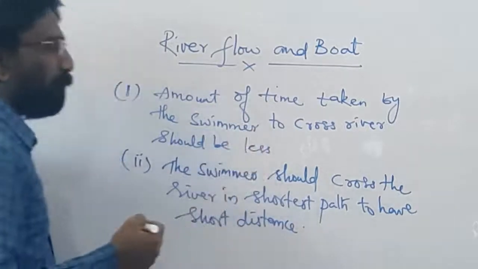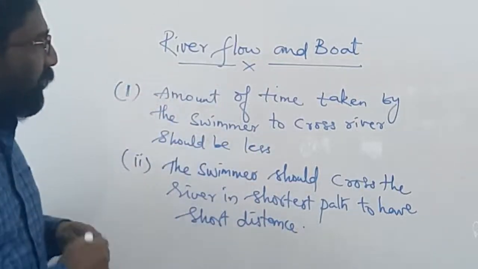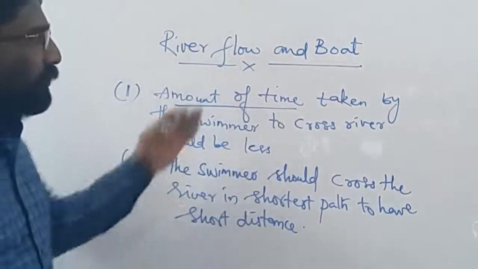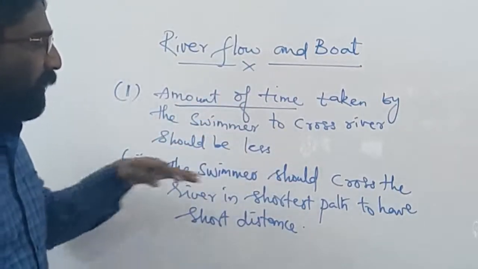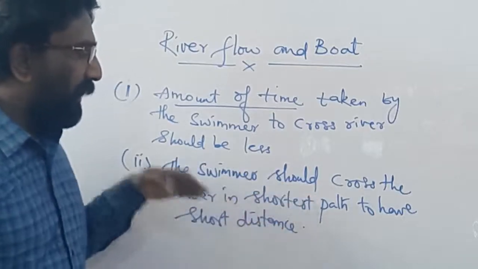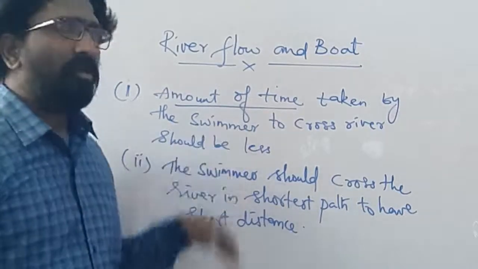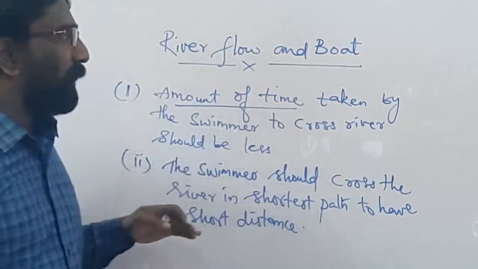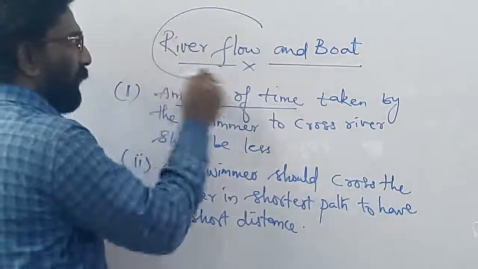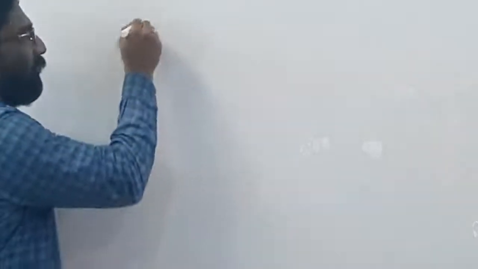These are the two very important concepts which you are supposed to understand. First, the first category should be lesser time in order to cross the river, and the second category should be the shortest path. He should try to swim in the shortest path so that he takes the shortest distance in order to cross from one bank of the river to another bank. These are the two different categories of river flow numericals and also boat related numericals. Now let us see the first one.